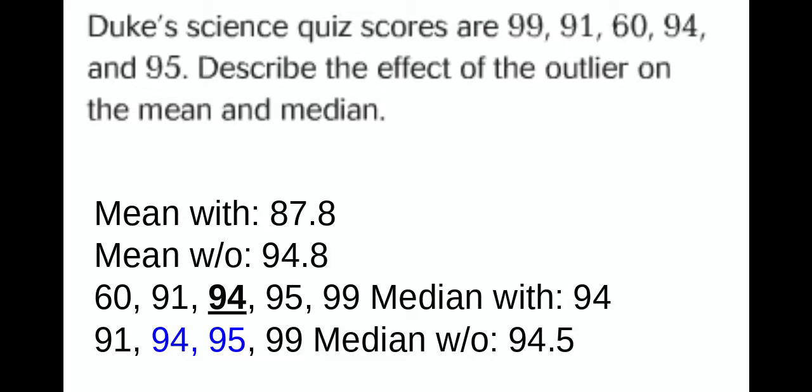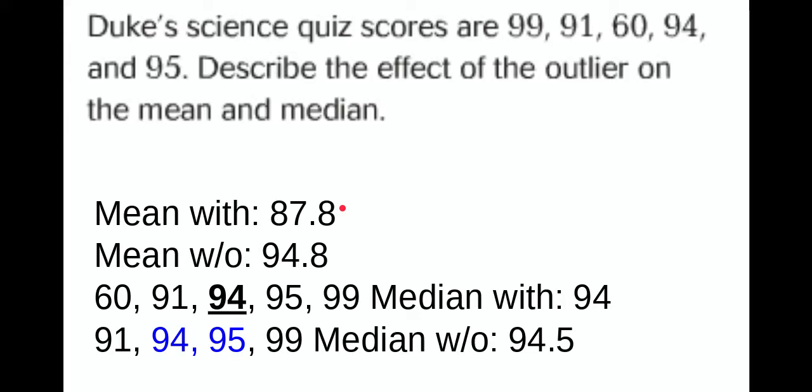It's an average. So your mean with, or Duke's mean with his outlier, which his outlier, by the way, is 60, is 87.8. So this is a great example of what could happen if you are just cruising along getting A's and then all of a sudden have one bad quiz or one bad test. So that is not an A. That is a high B, but it's not an A.